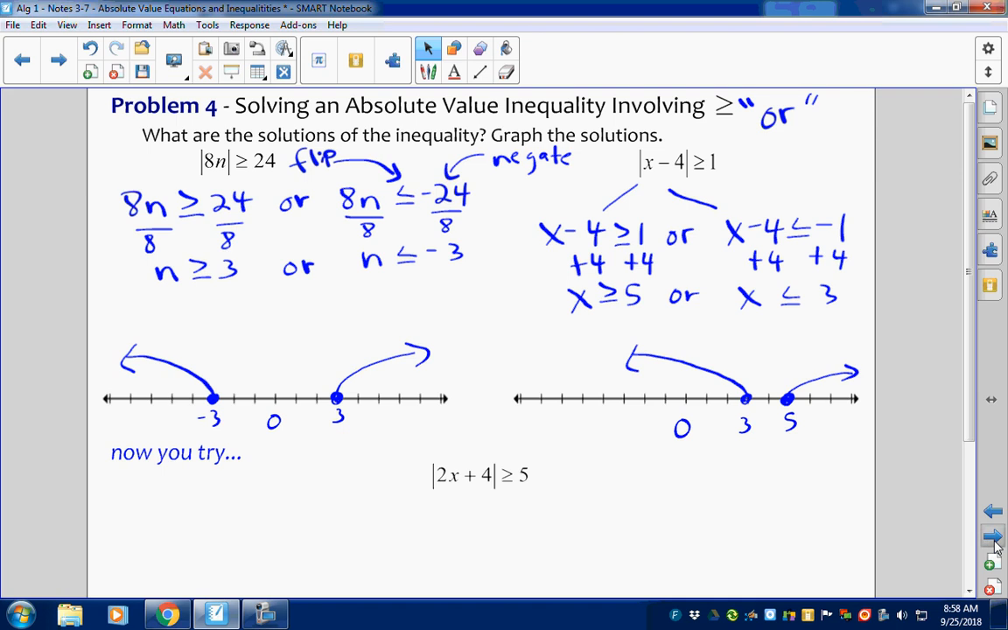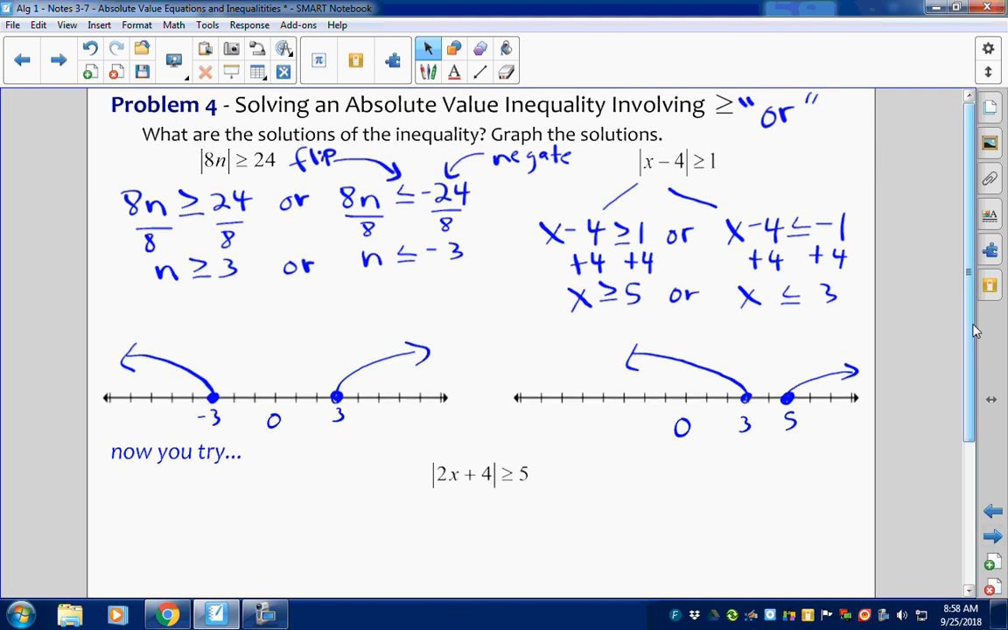Okay, the now you try is really similar to this, so I think we'll skip that. As long as you have the correct setup on this one, I think we're good.